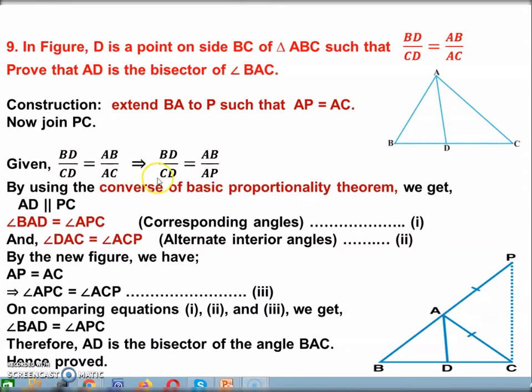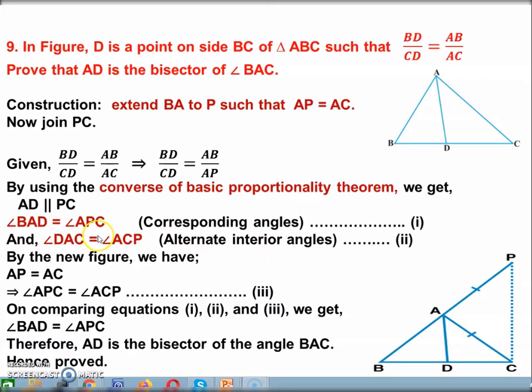Now this is already given to us. BD by CD is equal to AB by AC. So here I can replace BD by CD as AB by AP because by construction AP and AC are equal. So I have replaced AC with AP. Now what I am getting in this ratio, I can use the converse of basic proportionality and get AD parallel to PC because I have already got BD by DC is equal to AB by AP. So by converse of BPT, AD and PC must be parallel.